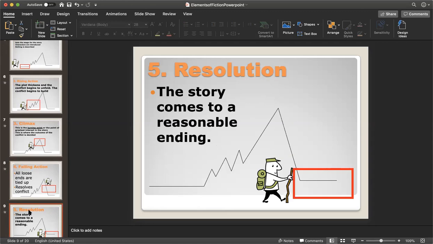This is the final piece of the plot diagram. By then, our character would have gone through his or her journey. And usually, by the very end, the character might have learned something. And I'll get to that as the PowerPoint goes on. But there is a lesson to be learned at the very end in the resolution. Okay?